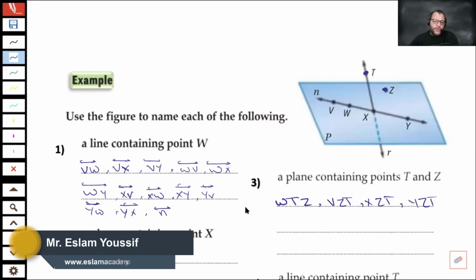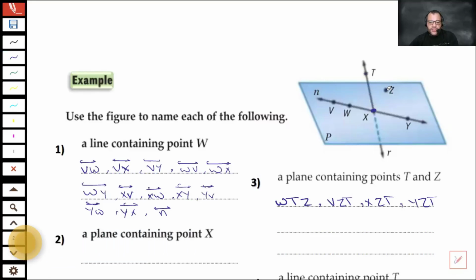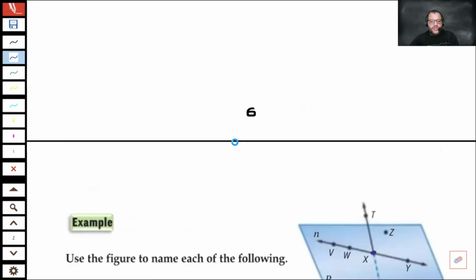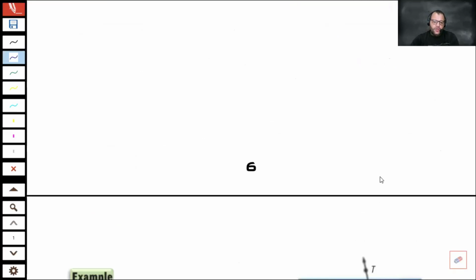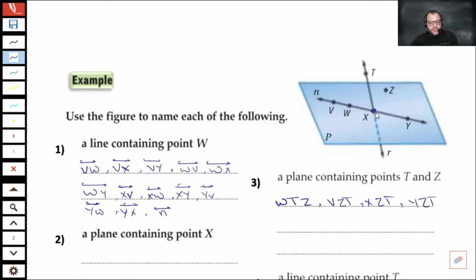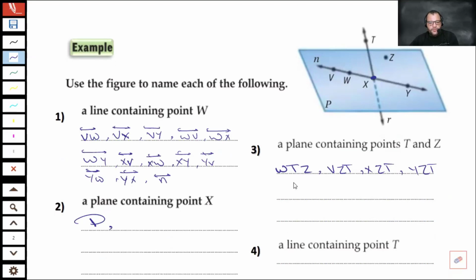A plane that contains the point X. We need the plane that contains the point X. What is the plane that contains the point X? As we said, to find the name of the plane, we need three capital letters for the three points, or one capital letter. So where is the point X? That is the point X. So we can define it as plane P, X, Z. P is not a point; P is the name of the plane.